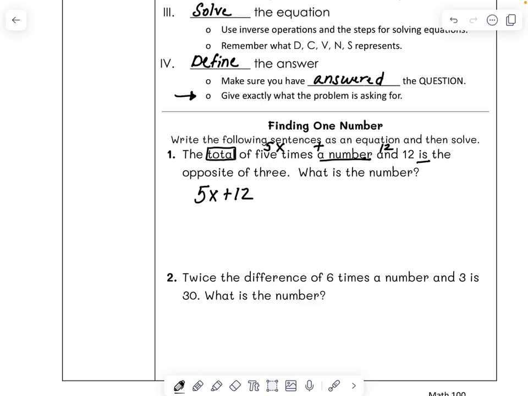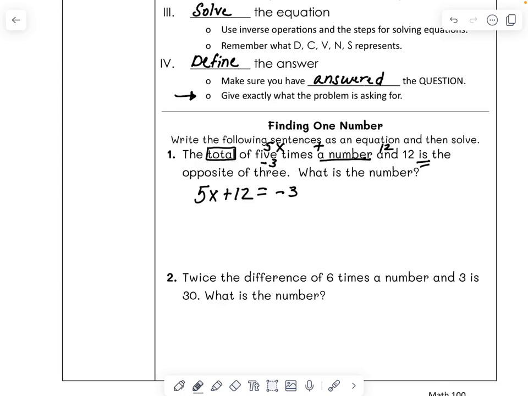Now, that is going to be our equal sign. Is. And what is the opposite of 3? Negative 3. Okay, so there's our equation. 5x plus 12 equals negative 3.